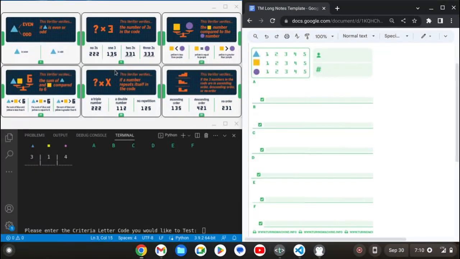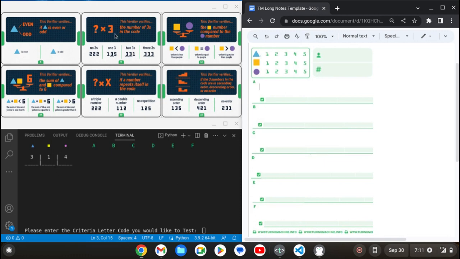So in the grid above, we've got our 6 criteria cards. On the top row, we've got criteria card A, criteria card B, and criteria card C. On the bottom row, we've got criteria card D, criteria card E, and finally criteria card F. Criteria card A looks at our first digit, the triangle digit, and will let us know whether its value is an even digit or an odd digit.